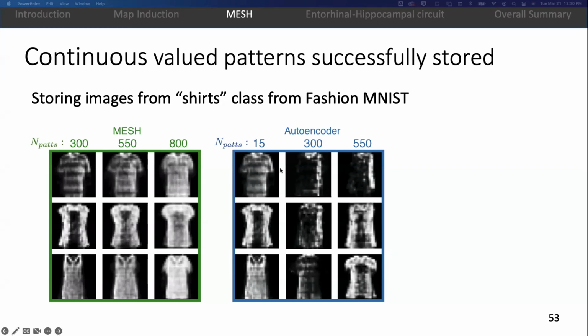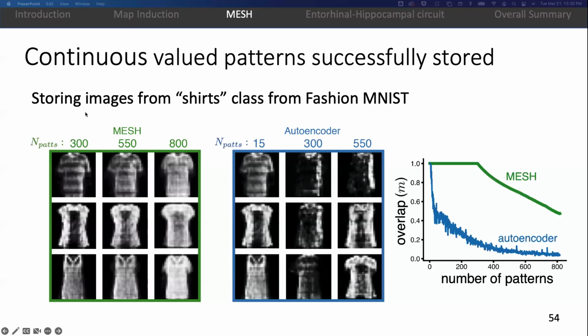However, if you look at the autoencoder, up to 15 patterns, it performs well. When you go to 300 patterns, you have really basically garbage coming out of the autoencoder such that you can't really classify which shirt you are reconstructing. So notice the contrast between 300 patterns here and the 300 patterns here. So you can also see this numerically. In MESH, we see this gradual decay in information recovered as a function of the number of patterns. However, in the autoencoder, we have this catastrophic drop early on.